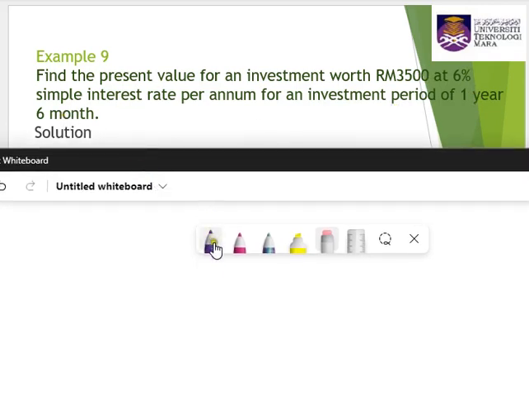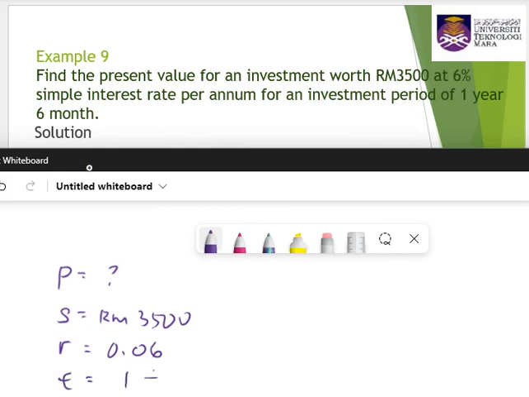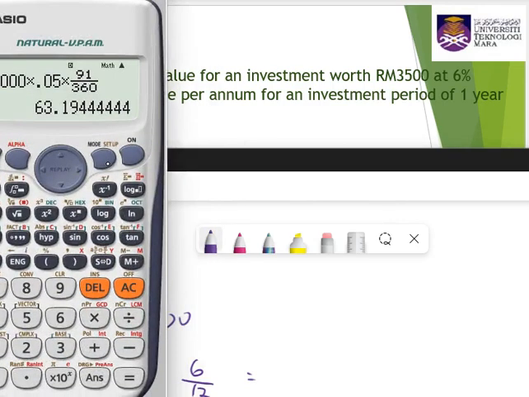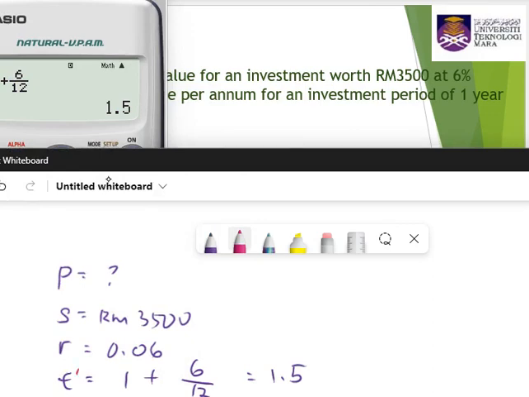How do you calculate it? Let me share with you. We want to find the present value, which we don't know. The question gave you the value of S, that is 3,500. The R here is 0.06 because it is 6%. At the end of 1 year, 6 months, your T value will be 1 plus 6 divided by 12. Do remember, 6 months is 6 divided by 12. So 1 plus 6 divided by 12 gives you 1.5. Do remember the T must be in years. So you have done the listing. Just continue with the formula.